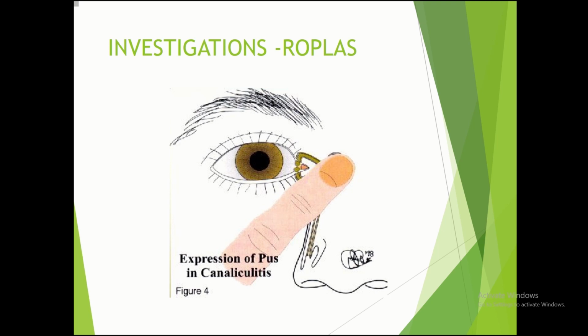What are the investigations you will do? ROPLAS test is nothing but regurgitation on pressure over the lacrimal sac region. Apply pressure with your finger over the medial palpebral ligament and you can see the regurgitation, and based on that you will be able to infer.